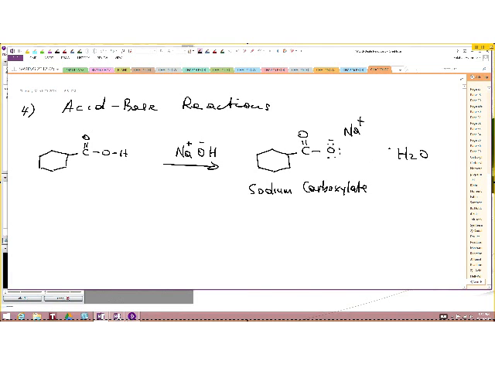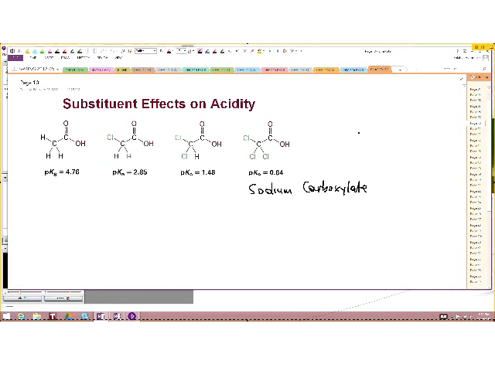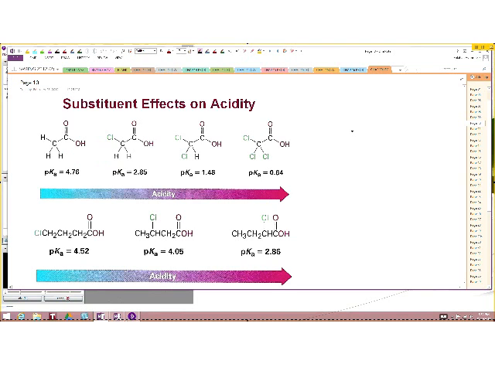Now, since acid-base reaction is very important with respect to carboxylic acids, different carboxylic acids will have different acidity, in other words, different levels of acid strength. Remember, we did pKa sometime last semester. We use the pKa to measure the relative acidity of different organic compounds.